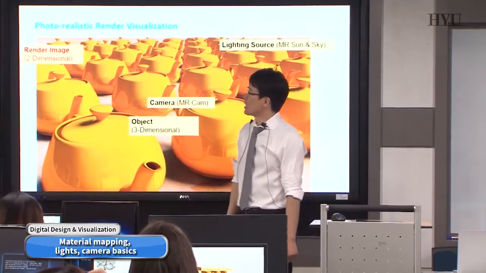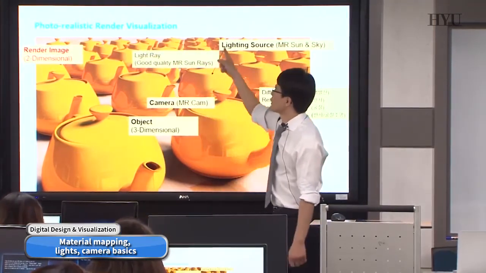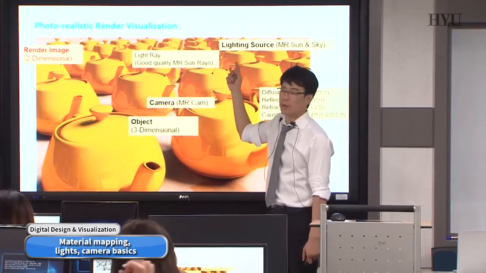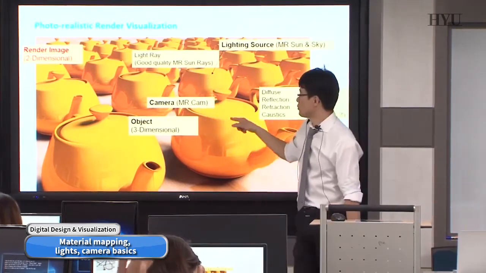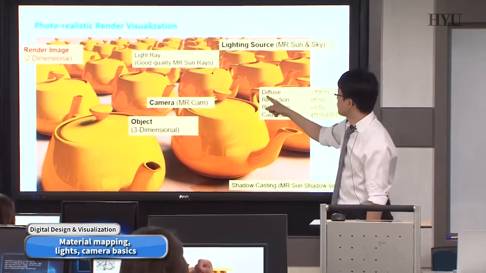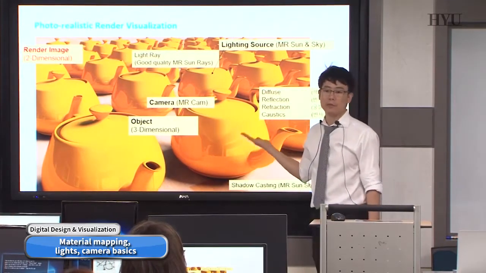And also, that is why you can get this render image. There is light ray, but light ray quality in mental ray is really good. Good quality mental ray sun rays. That is why you can get this kind of better visualization. And of course, diffuse, reflection, refraction, caustics, all of them are available in mental ray.